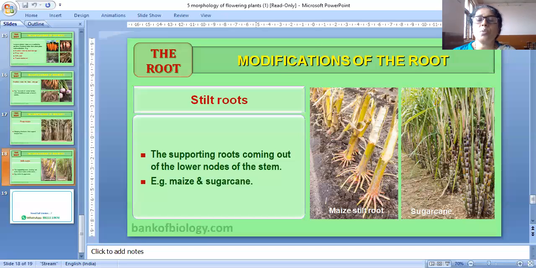So, actinomorphic means radial symmetry, zygomorphic means bilateral symmetry. When a flower can be divided into two equal radial halves in any radial plane passing through the center, it is said to be actinomorphic. Example, mustard, datura, chili. When it can be divided into two similar halves only in one particular plane, it is zygomorphic.